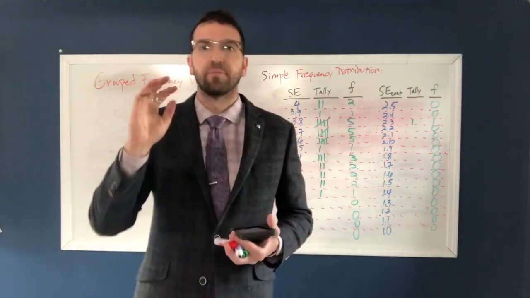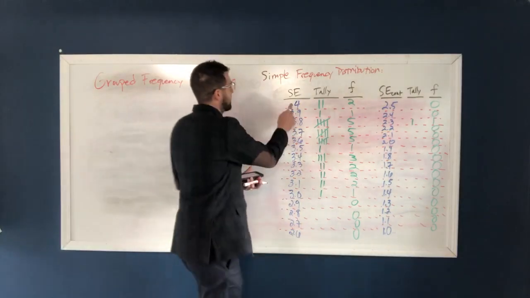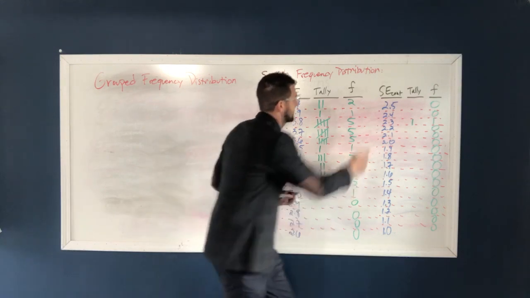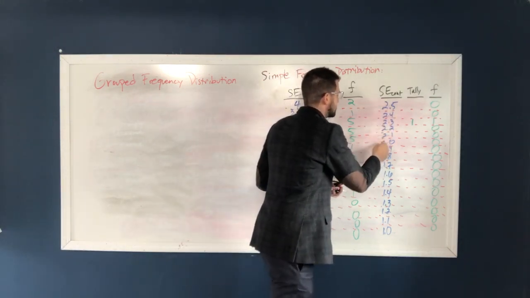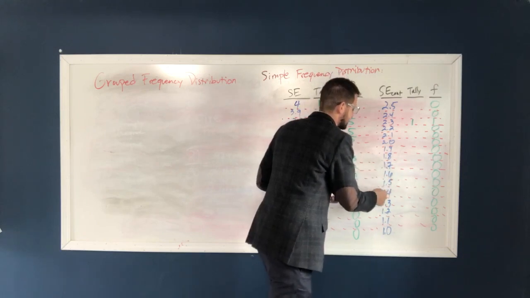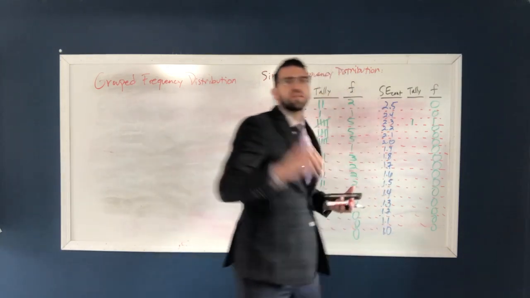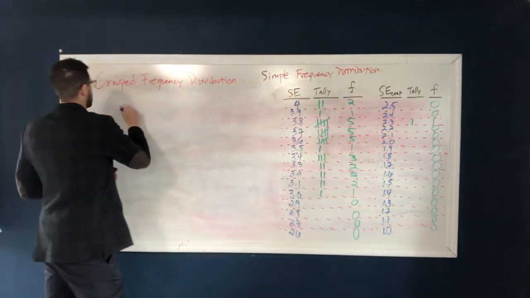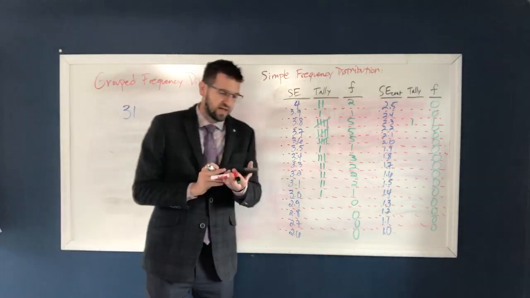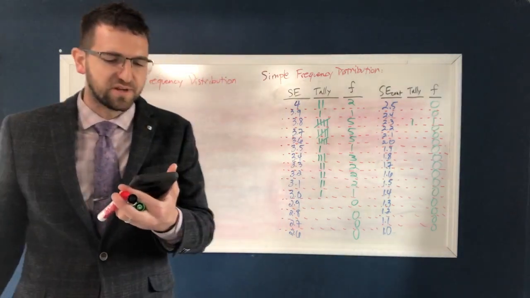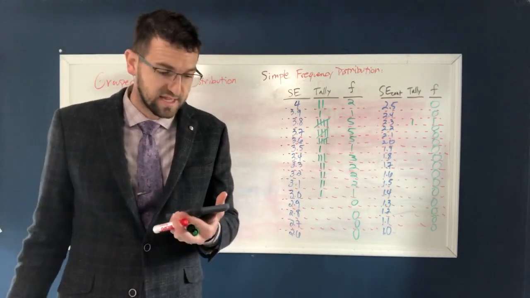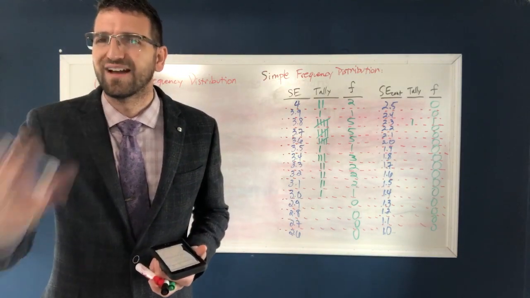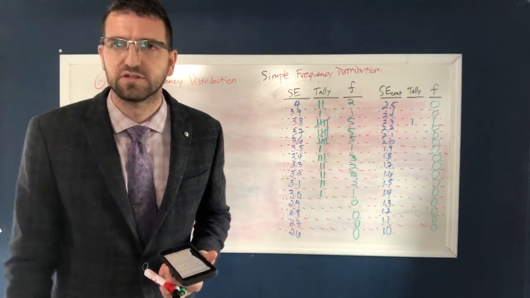So let me count out how many possible scores there are for us. Ready? 1, 2, 3, up through 31. So there's 31 possible scores. So that's our range of scores. Let me write that over here. We have 31 possible scores. We do a grouped frequency when the range of possible scores is greater than 20. So 31 is greater than 20. So we are not content with our simple frequency. We want to do a grouped frequency.